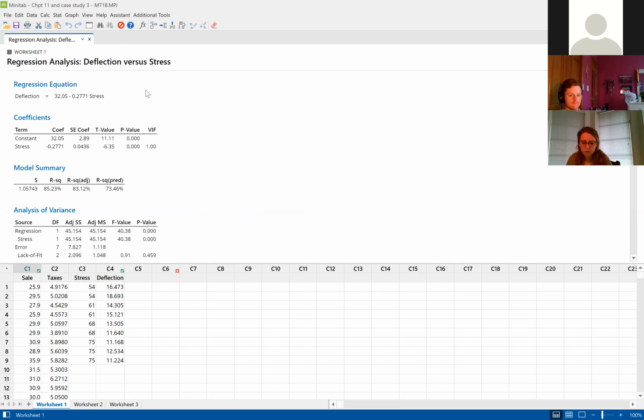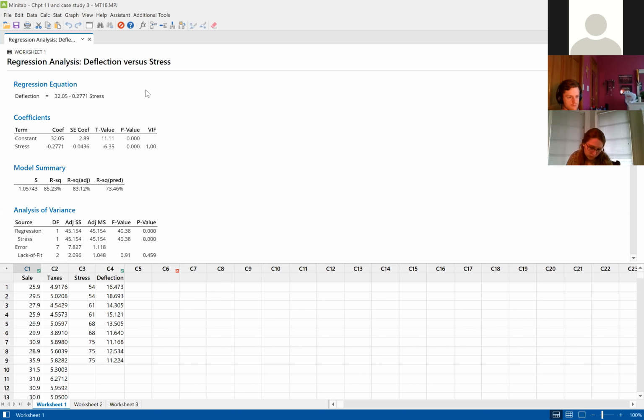32.05 minus 0.2771 times stress. So my Y, the amount of deflection I'm going to see in that particle board, is a factor of this y-intercept, 32.05, and then this slope associated with the stress. So I have my coefficients there, and so I'm going to start filling out my table.